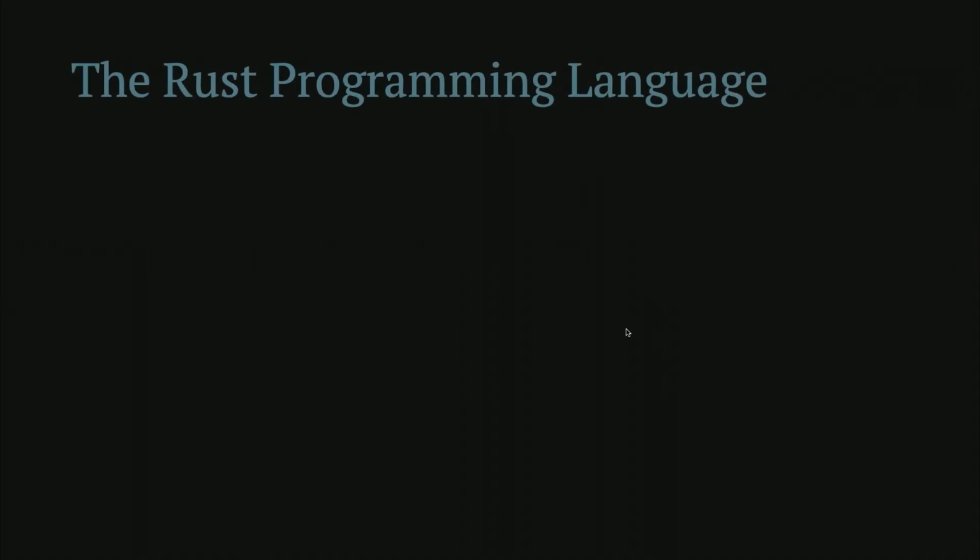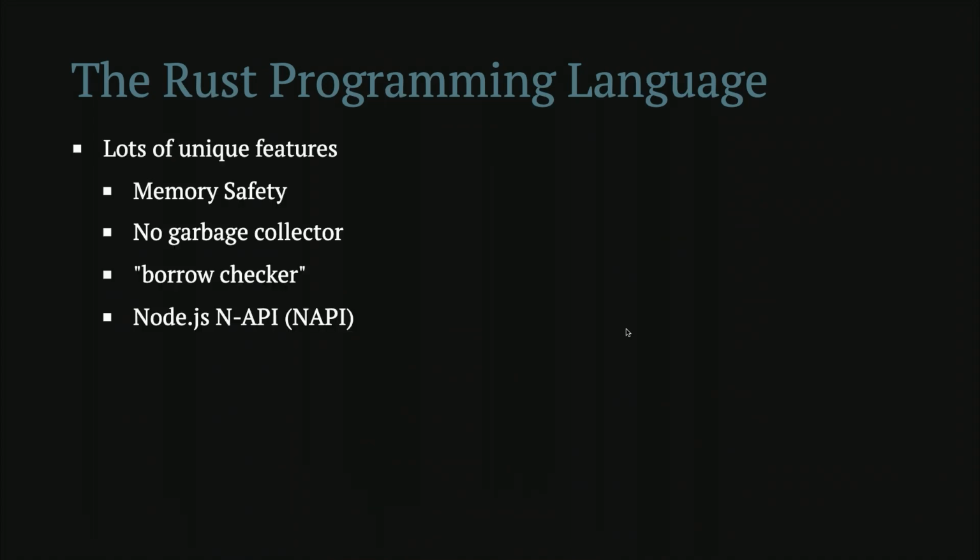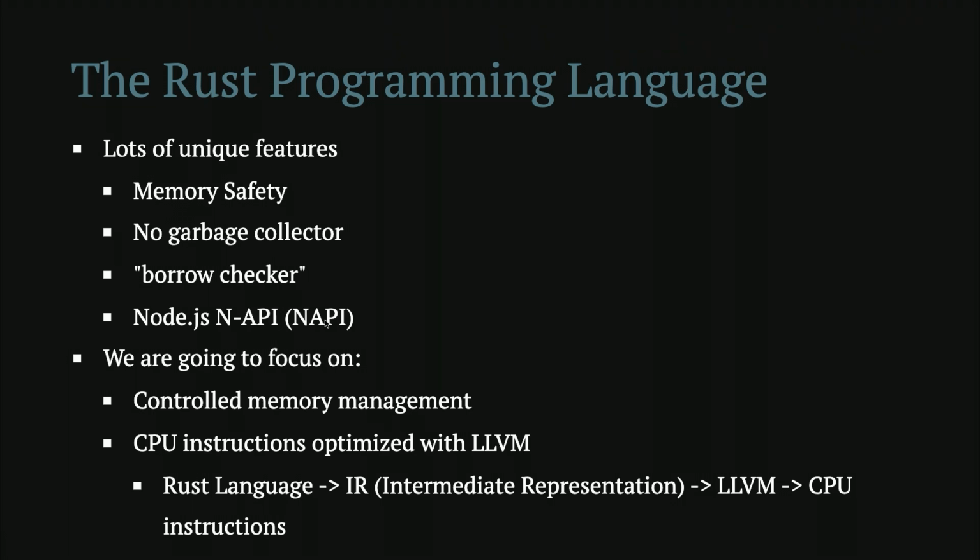So this comes to the Rust programming language. It has lots of unique features, such as memory safety, no garbage collector, a very difficult thing called the borrow checker, and Node.js NAPI integration. For this talk, I'm going to focus on controlled memory management, and CPU instructions in the Rust programming language are optimized with LLVM. So the whole compiler pipeline goes from the Rust language to an intermediate representation to LLVM. Then you have a CPU instruction that you actually execute on your computer.